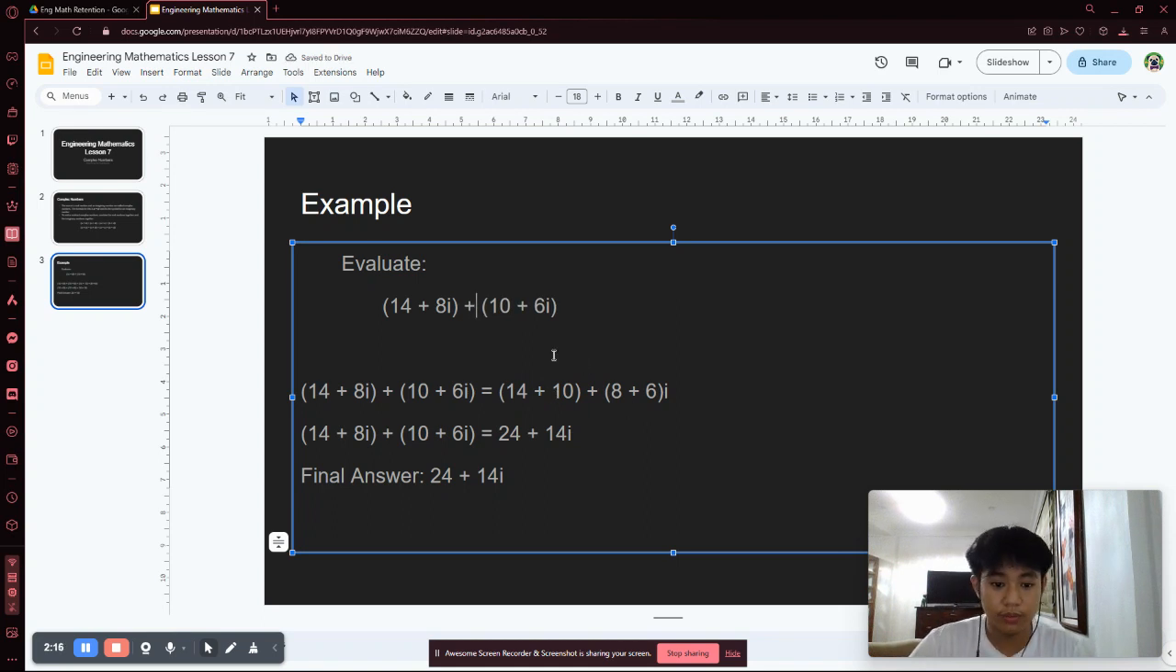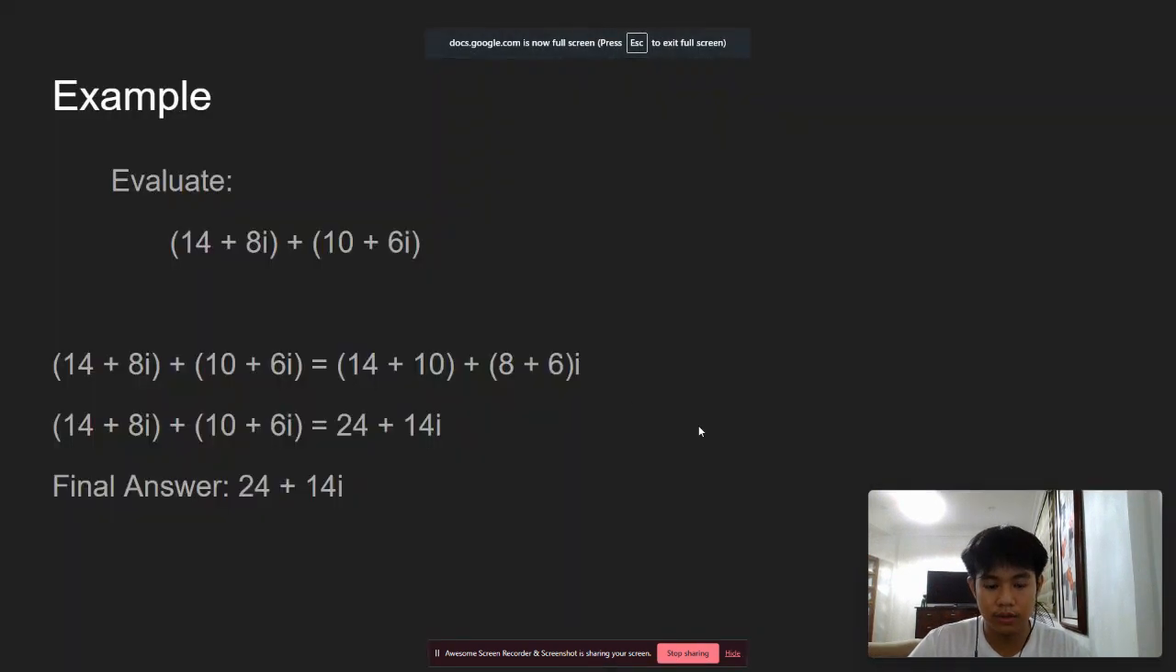Then the imaginary numbers 8i and 6i, we group them together and we can factor out the i. We can factor out the i first to make it easier for us to solve the equation inside. And then after that, we just simplify.